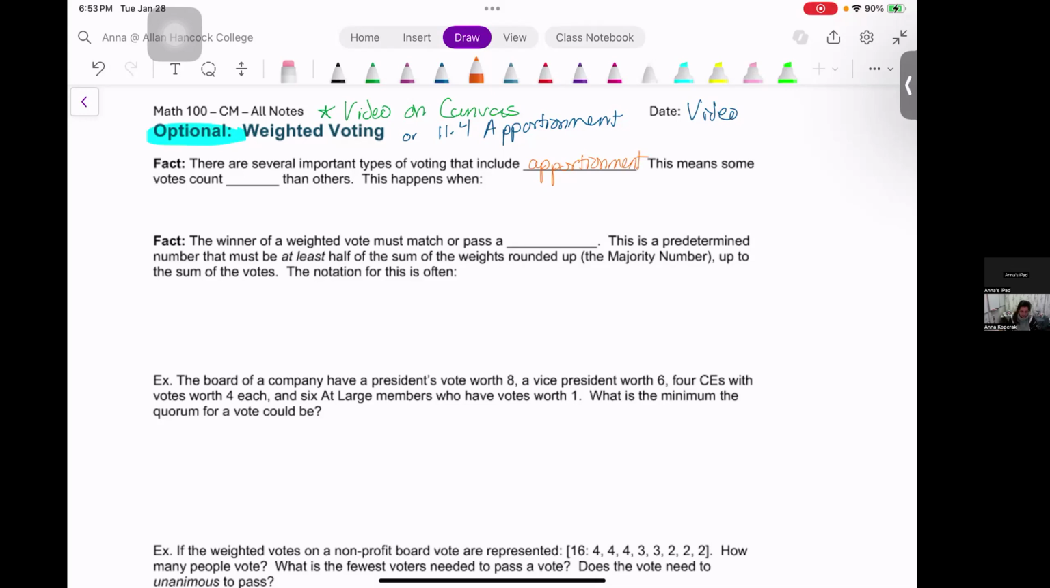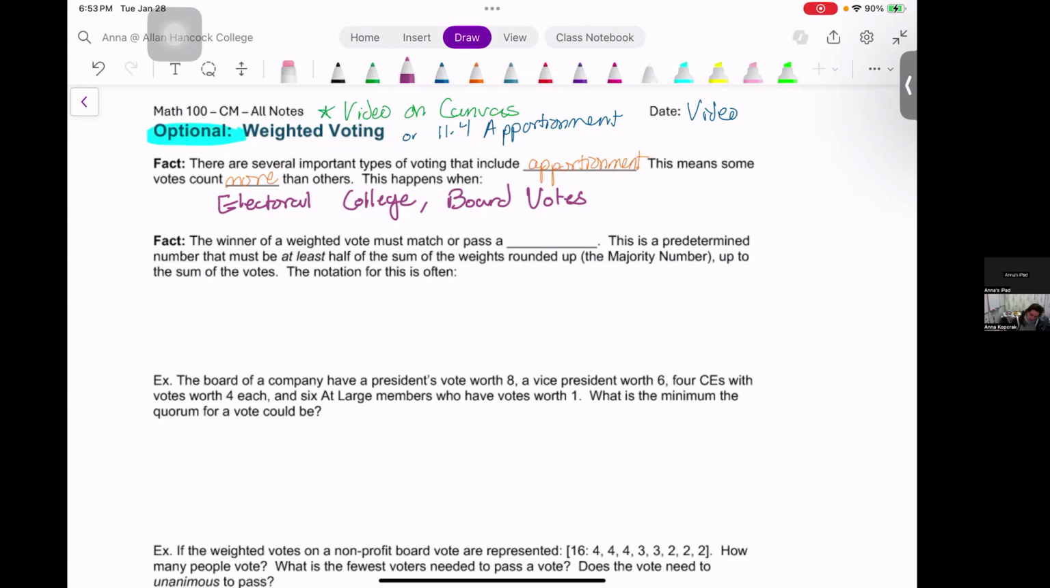And apportionment means that some votes count more than others. Okay. Again, this happens in our electoral college and is also very common in board votes, aka the group of individuals who run an organization or company. This can happen when, say, your CEO has more voting power than, say, your COO or CFO, or president has more than vice president, etc.